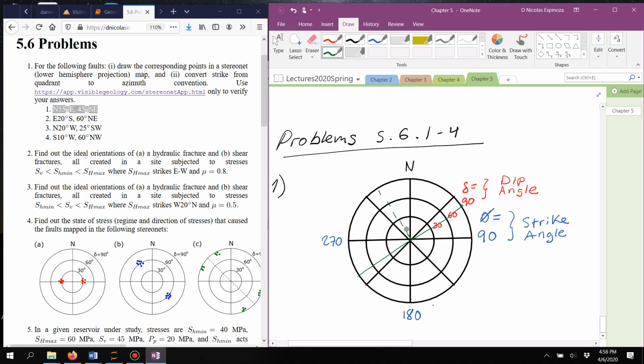Depending on the dip of that fault, that is where the pole is going to be located along this line. For 45 degrees, as I have it over here, the dip is in between 30 and 60, so the pole is going to be a point right there. This is the pole of the fault. The strike angle then is 55 degrees, and the dip is 45 degrees.